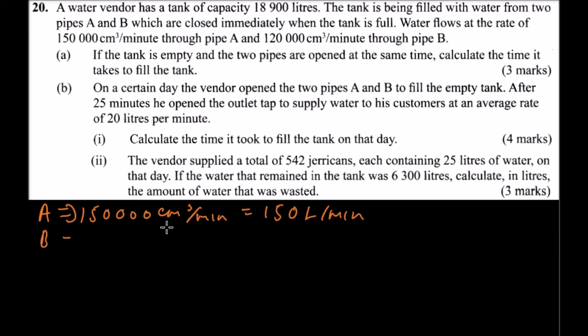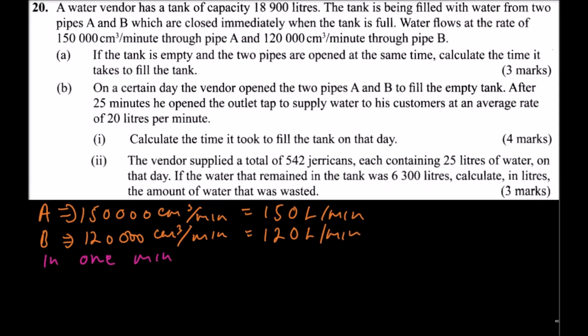Pipe B, we have 120,000 centimeter cube per minute. And when you do the same, you divide by 1,000, you get that this will supply water at 120 liters per minute. So what we say here is that in 1 minute, we add A plus B, and that means that it is 150 plus 120, meaning that they supply 270 liters per minute.